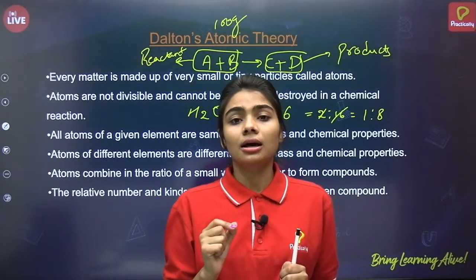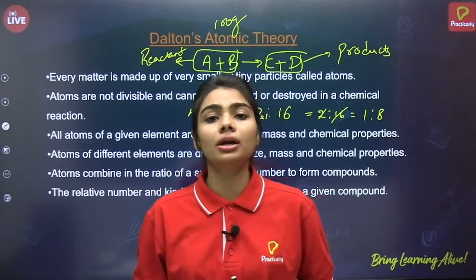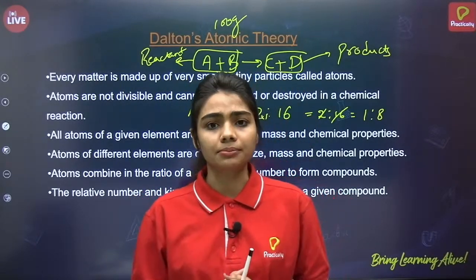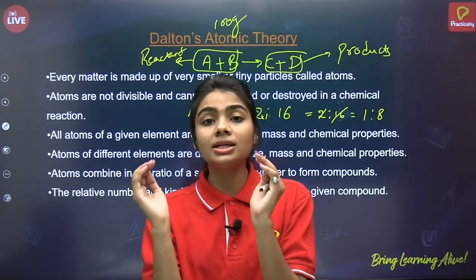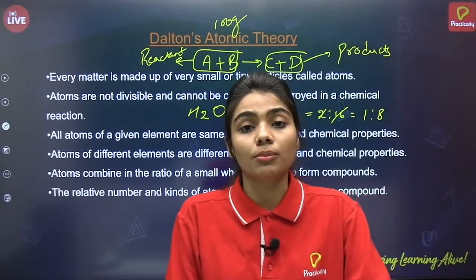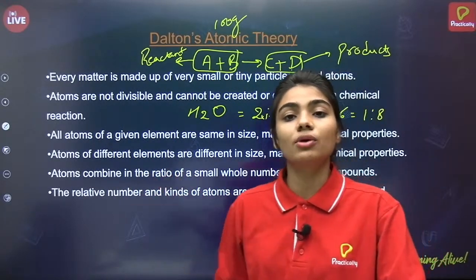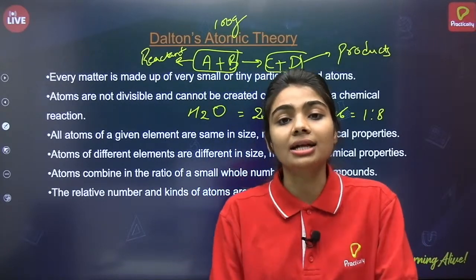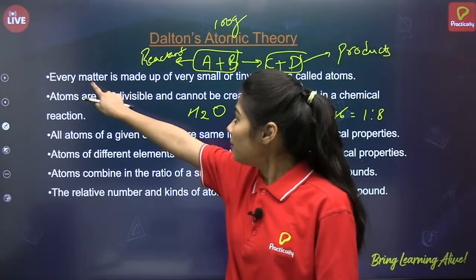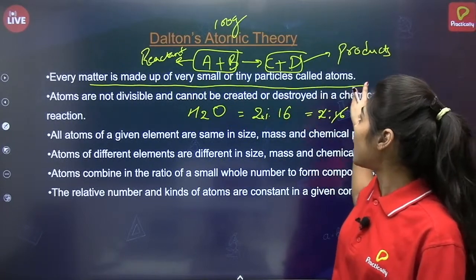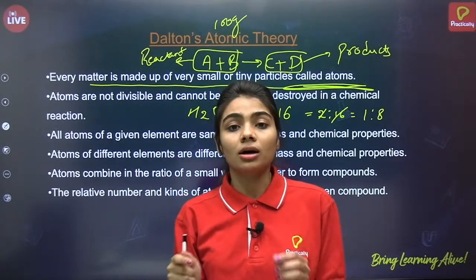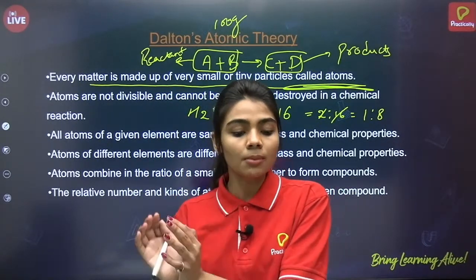Now the question is, how do atoms combine in a particular compound? If I am talking about a compound, there are many atoms, and they combine with each other in a certain way. This theory was given by Dalton, and we term it Dalton's atomic theory. There are some points which he gave. Every matter is made up of very small or tiny particles, which we call atoms.